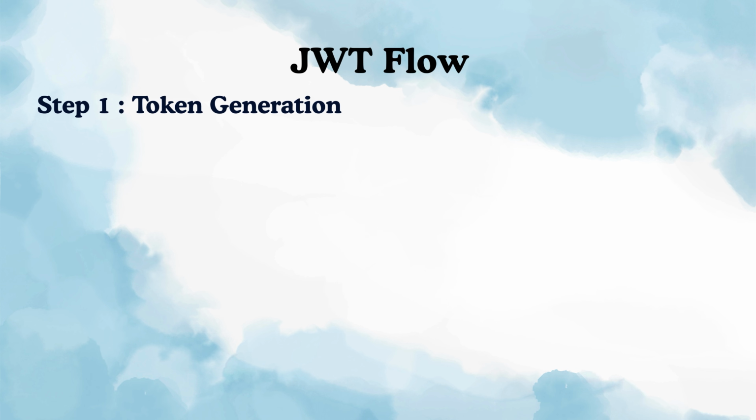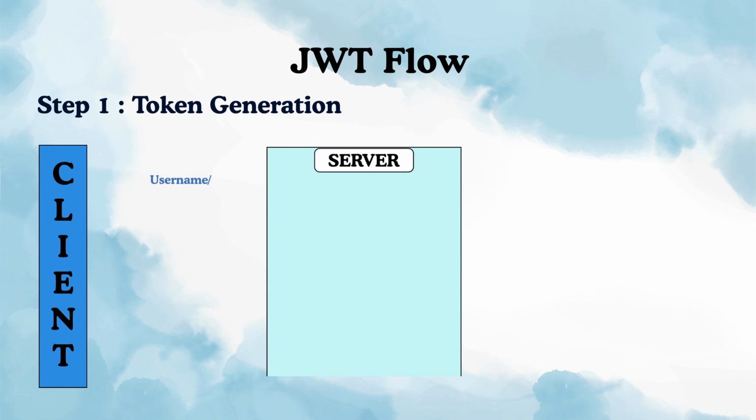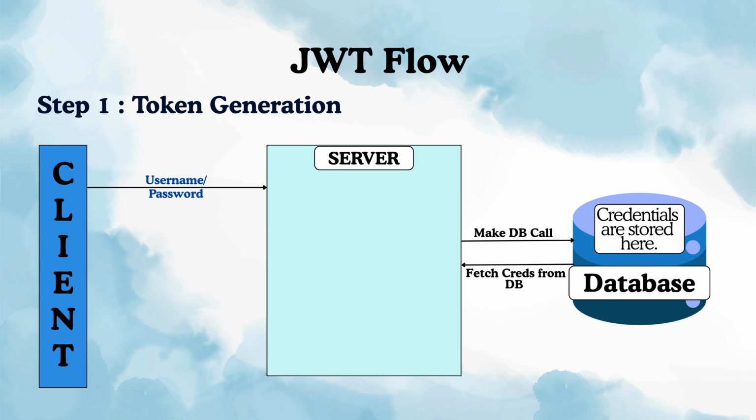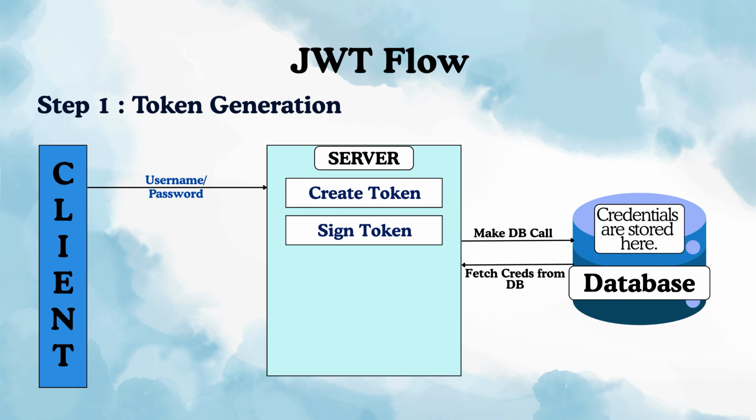Alright, now let's understand the JWT flow step by step. Step 1 is token generation. First, the client sends username and password to the server. The server validates these credentials from the database. If the credentials are correct, the server generates a JWT containing the user details, and we call these user details claims. Then this token is signed using a secret key. The token is then sent back to the client.